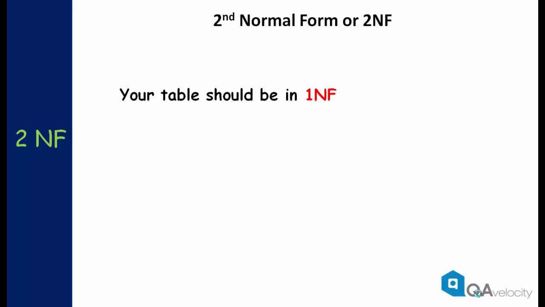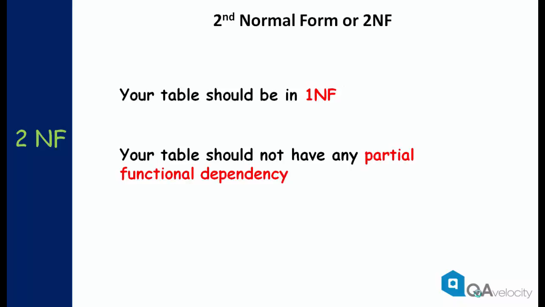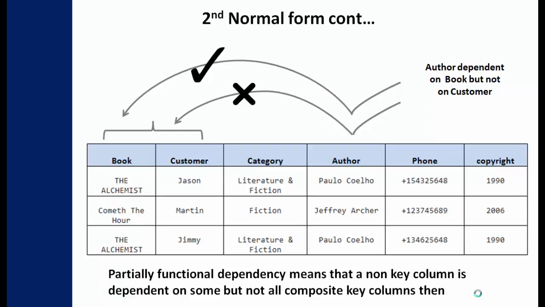The second rule says your table should not have any partial functional dependency. As we have discussed earlier, partial functional dependency means that a non-key column is dependent on some but not all the columns of a composite key. So if we recall our table, many of the columns like author, category and copyright are partially functionally dependent on the books column. So the table is not in second normal form.